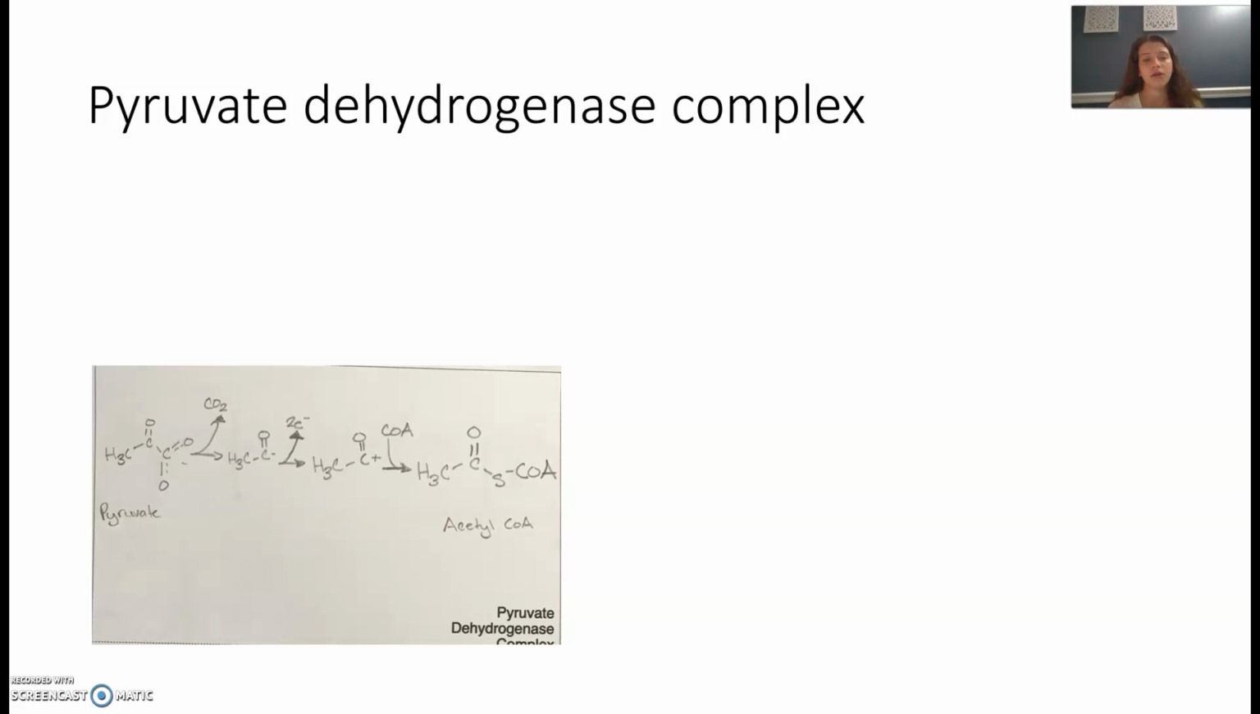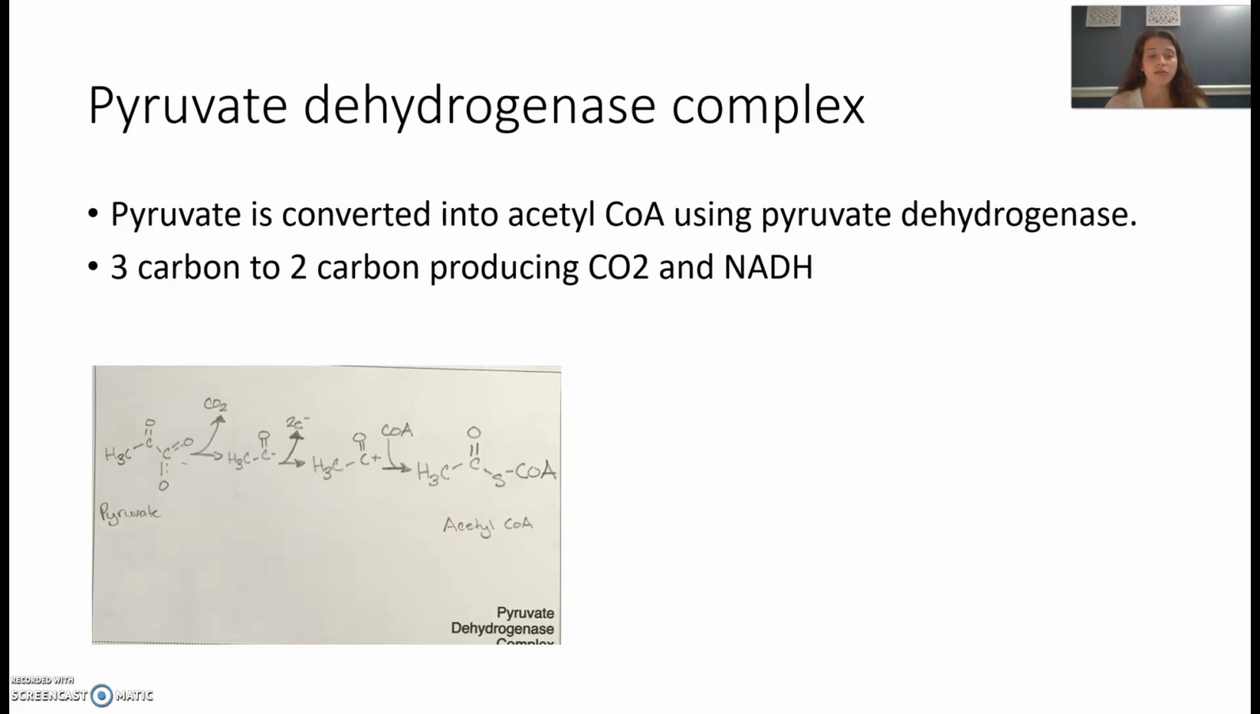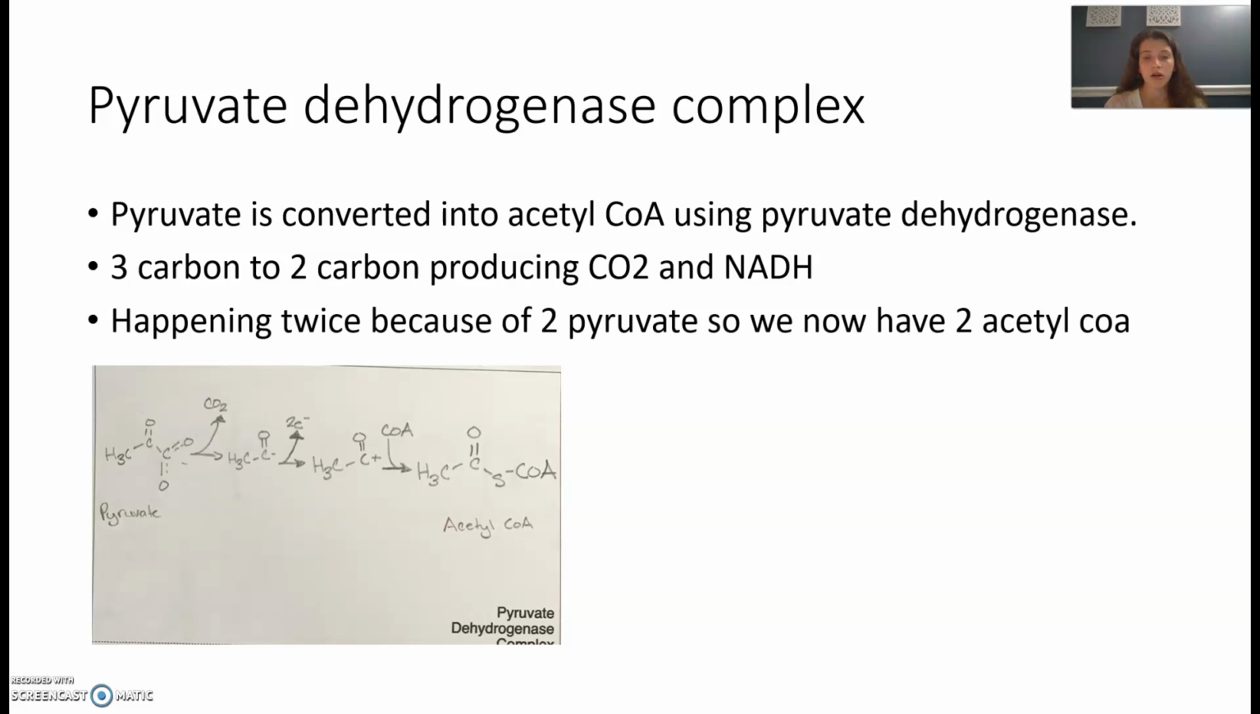So down here is my drawing of this. So the pyruvate is converted into acetyl-CoA using pyruvate dehydrogenase. It's changing the 3 carbon to a 2 carbon, and this produces CO2 and NADH. This actually happens twice because 2 pyruvates are formed, so now we actually have 2 acetyl-CoA.